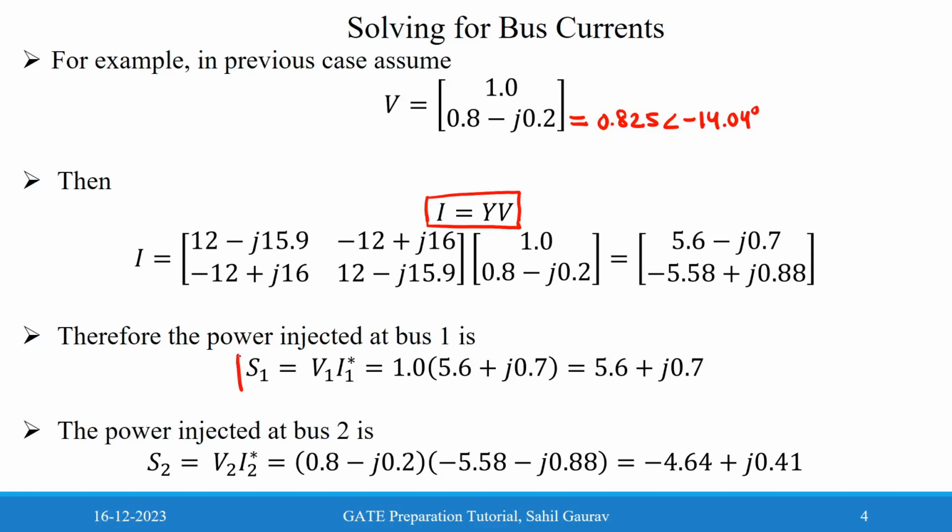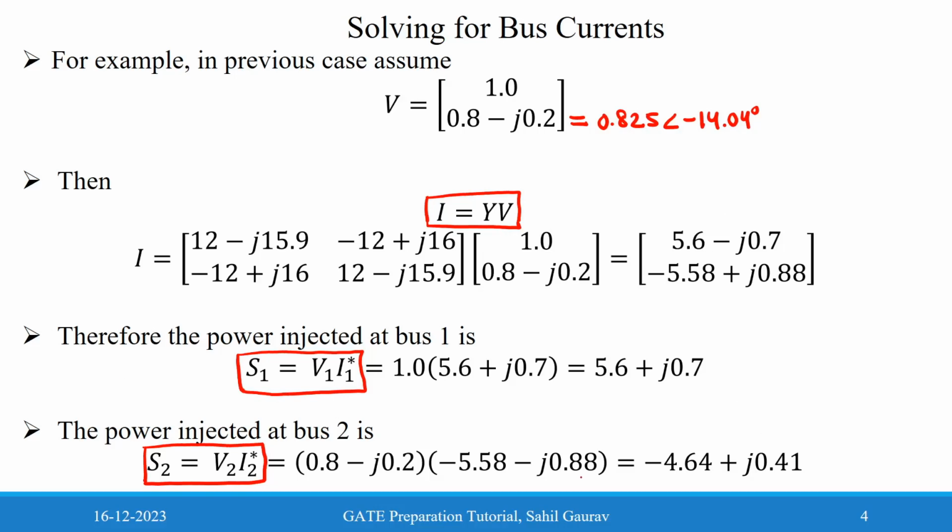S1 is equal to V1 I1 conjugate, and S2 is equal to V2 I2 conjugate. Sorry, I said it wrong earlier. So respectively we'll get the power injected at bus 1 as 5.6 plus j0.7, and at bus 2 minus 4.64 plus j0.41. These values are all in per unit, right?